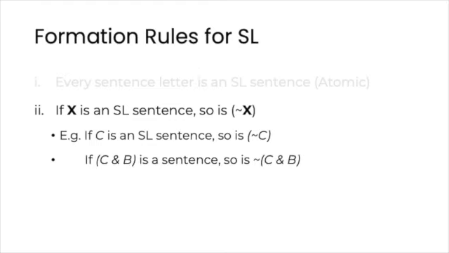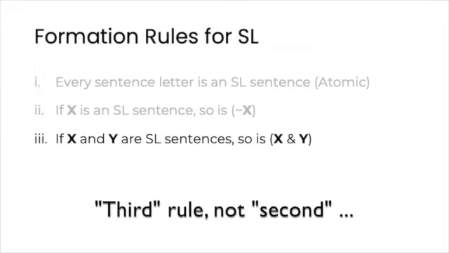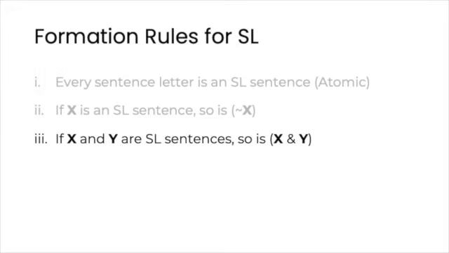Moreover, if C ampersand B in parentheses is a sentence, then not C ampersand B is also a sentence. Remember that the negation sign always applies to the shortest full sentence following it, and for this reason, the parentheses are essential for the tilde to apply to the whole conjunction. The second rule is devoted to the ampersand. It says that if X and Y are sentences, then so is the result of placing an ampersand between them and surrounding the whole in parentheses.